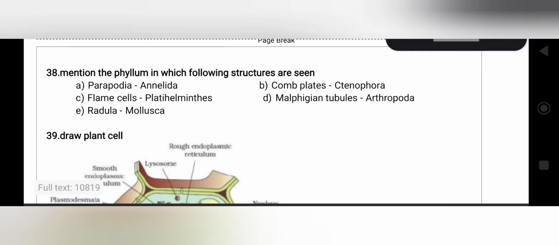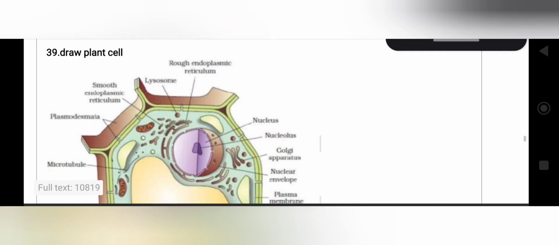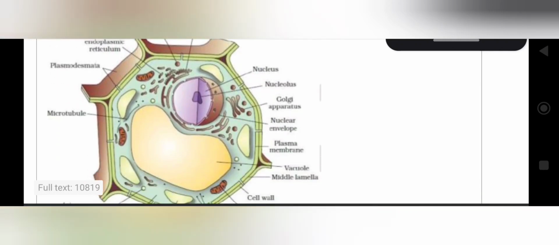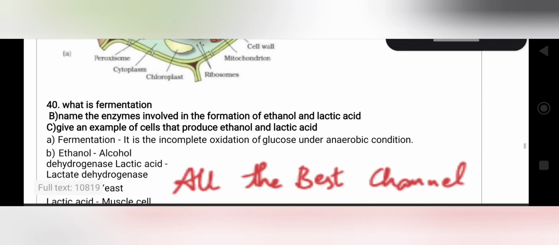Mention the phylum in which the following structures are seen. Parapodia: Annelida. Comb plates: Ctenophora. Flame cells: Platyhelminthes. Malpighian tubules: Arthropoda. Radula: Mollusca. Draw the plant cell. You can refer to your textbook or your notes, you will be having it over there.